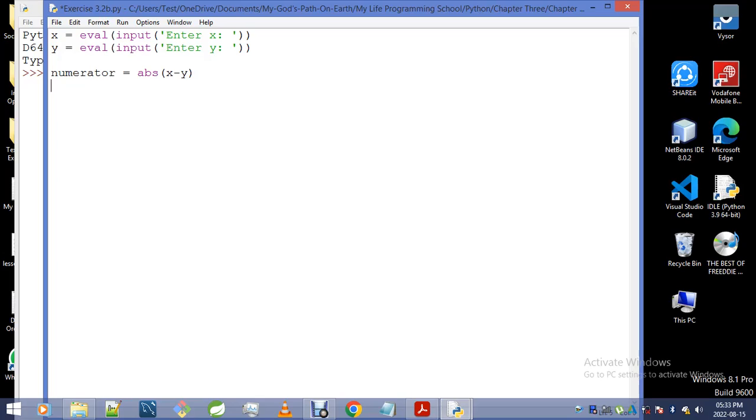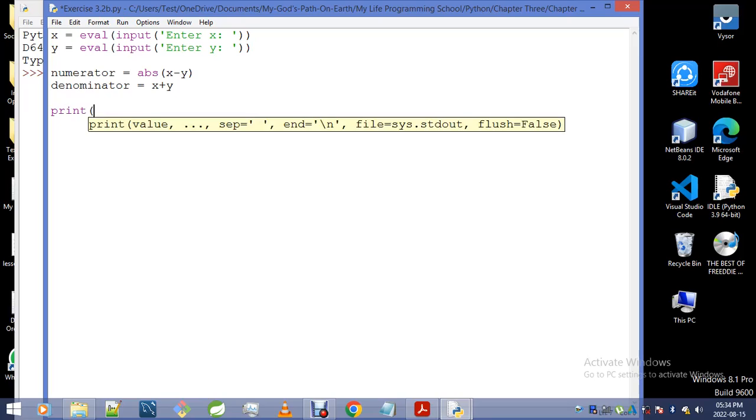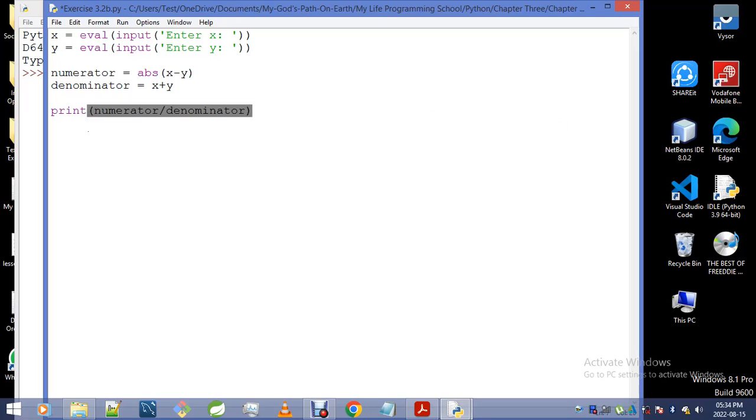Again, I mean, depending on whether or not the values are negative, right? If they are negative, it would make a difference. Anyways, let me go denominator is nothing else but the sum of the two, x plus y. Now I'll simply want to print numerator divided by denominator. That is what I want to do.